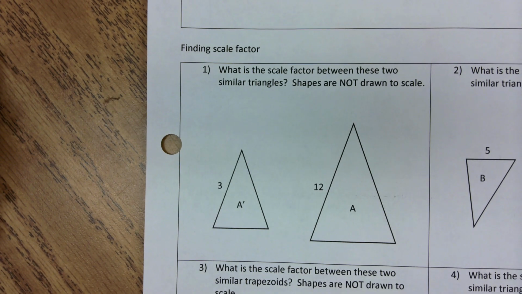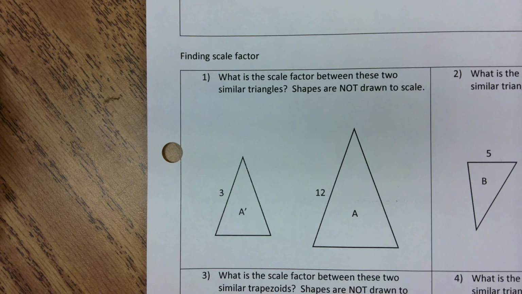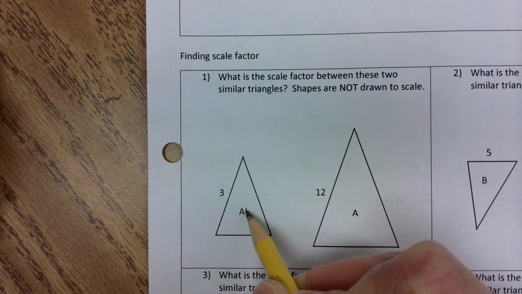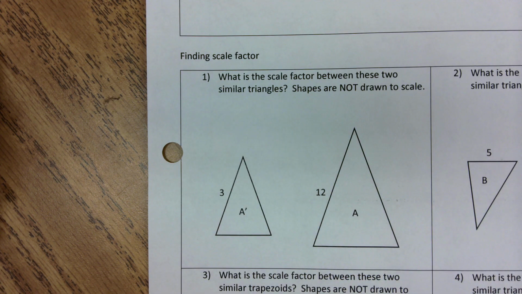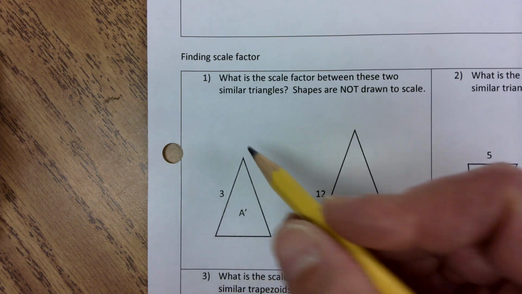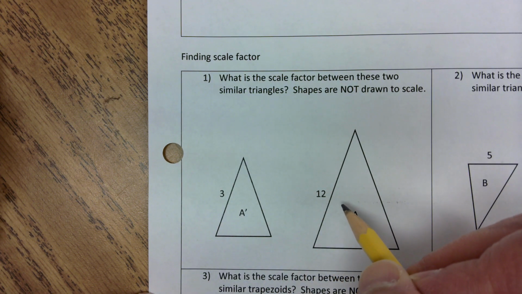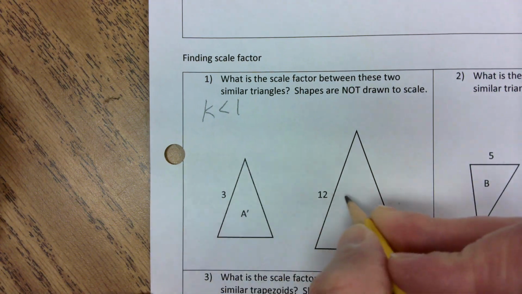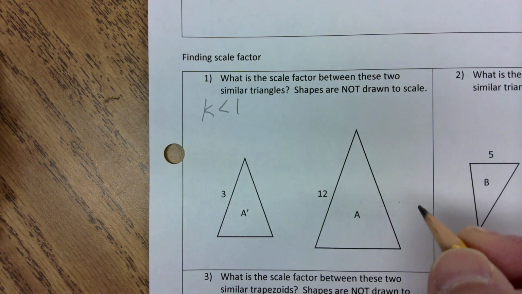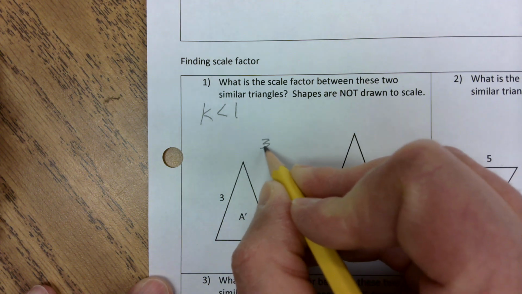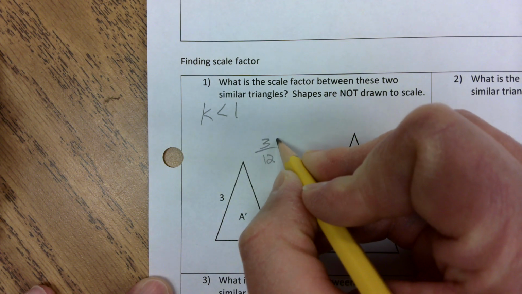You need to make sure you know which one is your image and which one's your pre-image. Images will have prime notation on them or some indication that it is the new shape. In this one I have this triangle labeled as A, that's A prime, so this is the new shape. So our scale factor is going to be less than 1 because it's a reduction. Our shape is getting smaller. Actually, sorry, what you're going to do is take the image and divide by the pre-image. So that's 3 divided by 12.